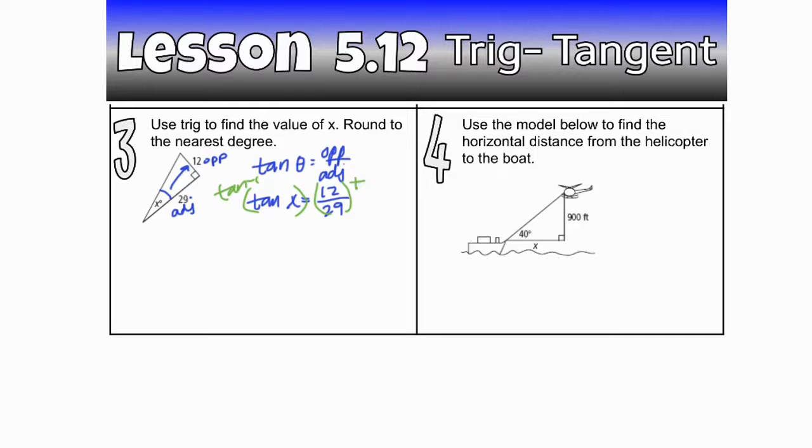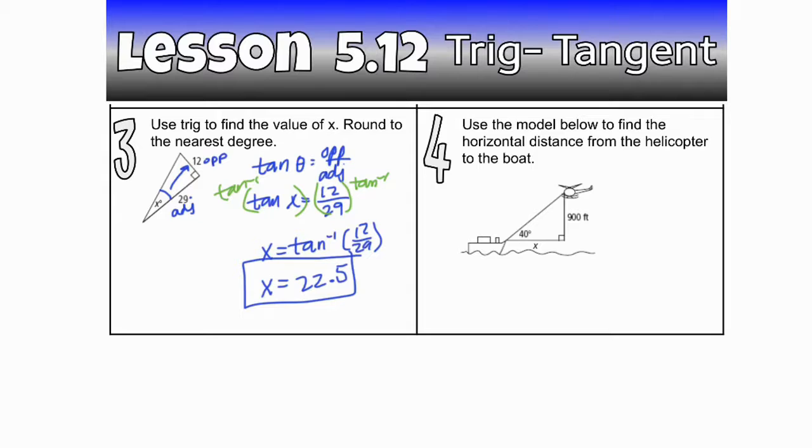Remember, whatever we do to one side of the equal sign, we have to do to the other side. And so therefore x is going to be equal to the inverse tangent of 12 divided by 29. I'm going to put this in my calculator. And so I get x is equal to 22.5. And that is degrees. So on this one, again, just evaluating it based on the fact that it's less than 90 and it's not a negative number.